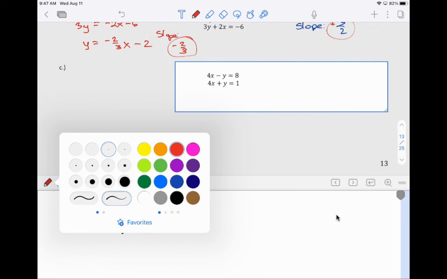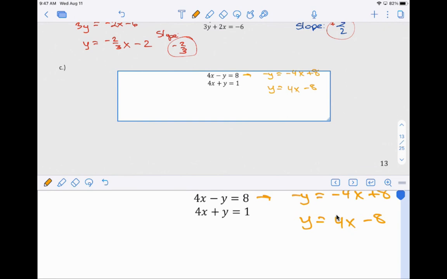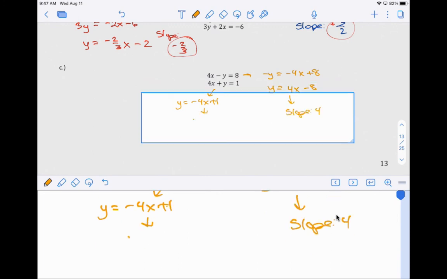All right, let's check this last one. I recommend you check it on your own. You could do this in several ways. Right now they're in standard form. I'm probably just going to go the way we've been doing. So negative y equals negative 4x plus 8. No such thing as negative y. That's negative 1y. So divide by negative 1, you get y equals 4x minus 8. Over here, 4x plus y. Pardon me. We're just going to move that to the other side. Y equals negative 4x plus 1. And here we see a slope of 4. Here we see a slope of negative 4.